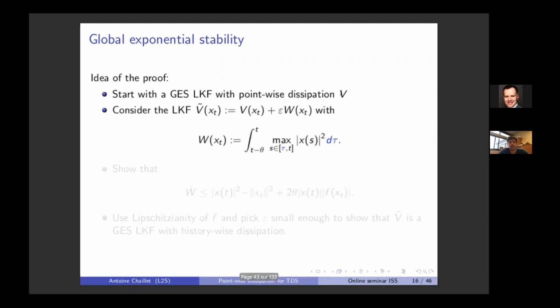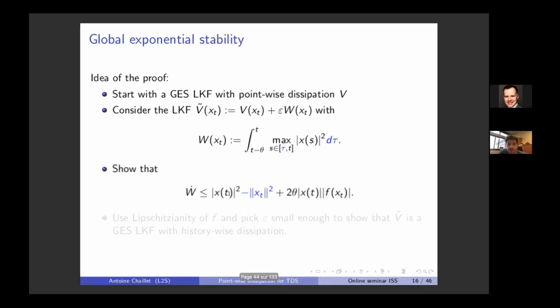Okay, so the idea of the proof is you start with an LKF, which is thus pointwisely dissipating, so you call it V, and you modify it by adding epsilon times another functional W. And this functional W is defined like this, so it's a bit tricky. Integral from t minus theta, so theta is the maximum delay in your dynamics, of the max of the square of the norm of the solution. What is important to notice is that the variable of integration here is tau, and tau has only an influence on the length of the interval on which you compute this max.